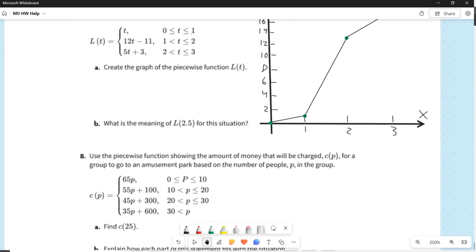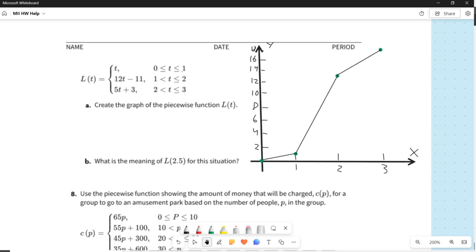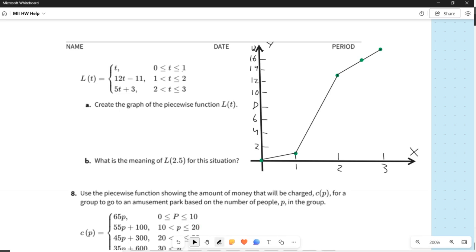Part B, what is the meaning of L of 2.5 for this situation? Notice that they're not asking us to evaluate L of 2.5. L of 2.5 is on our graph, right there, but they're not even asking us to evaluate it. They're just saying, what does this mean, essentially? And what this means, this one I'll use the typing here.